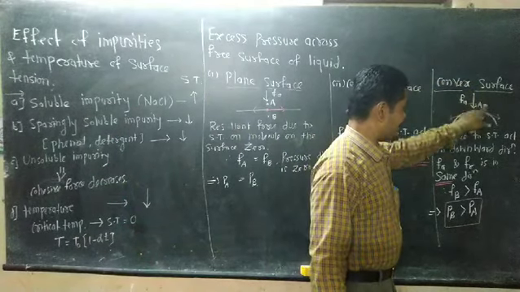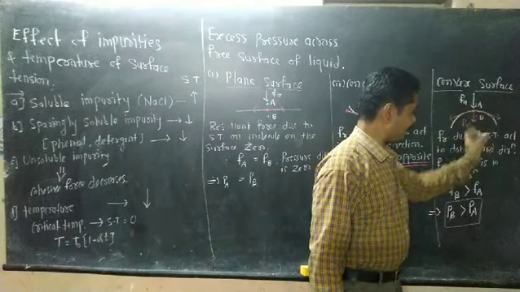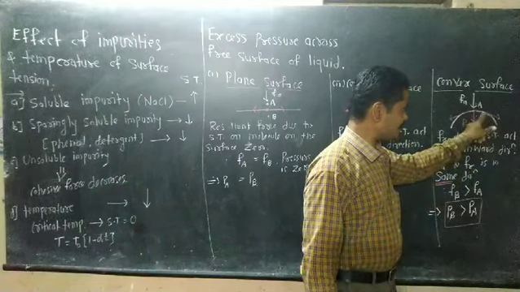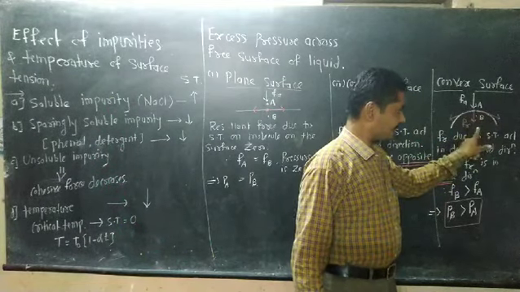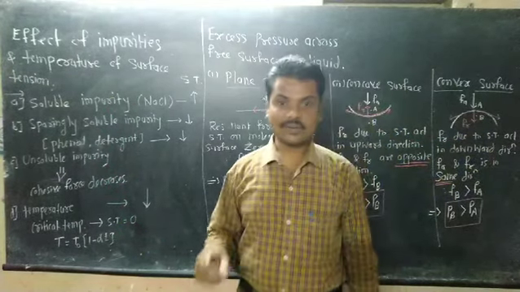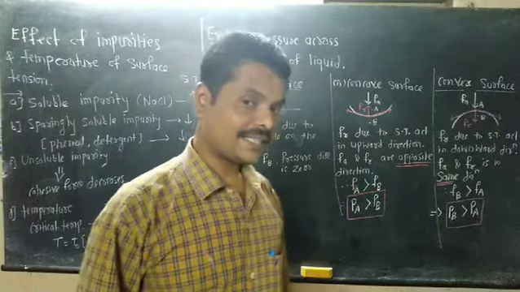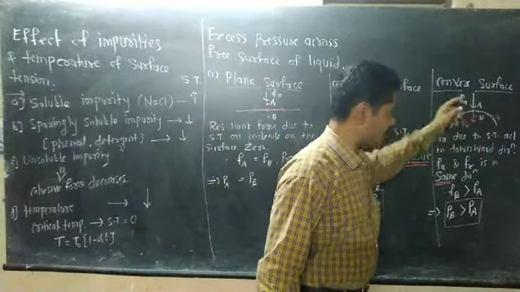Okay, this is the convex side, and if you see from the downward direction, this is the concave side. Again you check, the pressure at the concave side is maximum as compared to the convex side.